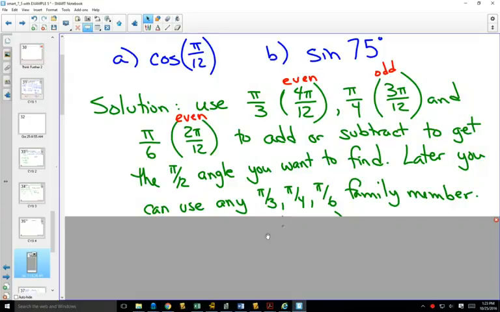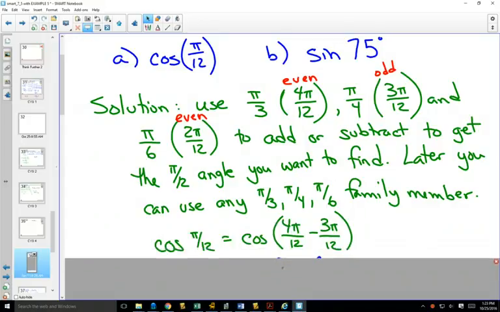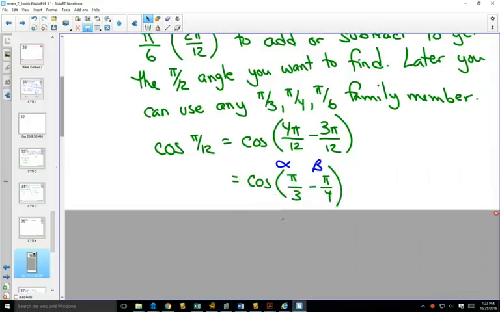So if we choose one of the ones that you said, if we use cos of pi over 12 and use 4 pi over 12 minus 3 pi over 12, and if I write that in simplified form, that's equal to cos of pi over 3 minus pi over 4. And this is where our alpha plus beta formulas come in. Because we're subtracting inside of cos, so we have a formula for that. That's the cos plus sine one. Have you been practicing memorizing them? No. Okay.